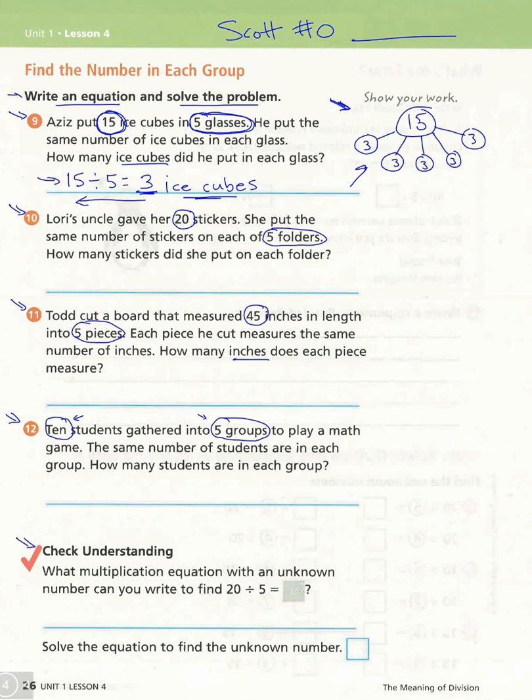Okay, now we're going to look down here, check understanding. This says, what multiplication equation with an unknown number can you write to find 20 divided by 5 equals what? So really what you're going to do is you're just going to write a multiplication equation. So you're going to just flip this around, right? You're going to go backwards, and instead of 20 divided by 5 equals what? Show me what you're going to do. All right. And that will be the end. When you're done with that, that will be the end of lesson 4.